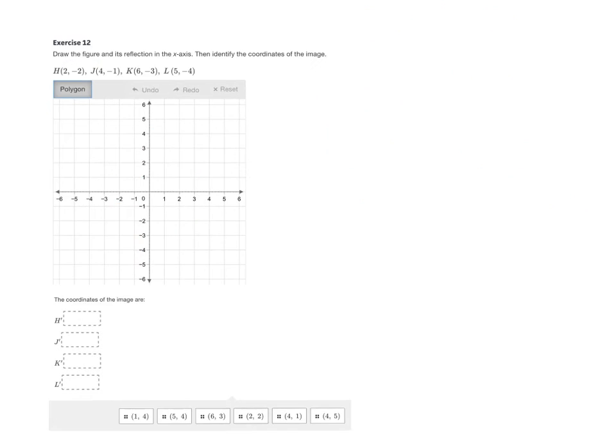Alright, let's keep going. Let me graph. 2, -2 is here. 4, -1: over 4 to the right, down 1 would be 4, -1. Let me label these. This is H, J. Then I've got 6, -3. 6, -3 is K. And then I have 5, -4. So we have what looks to be some kind of trapezoid.